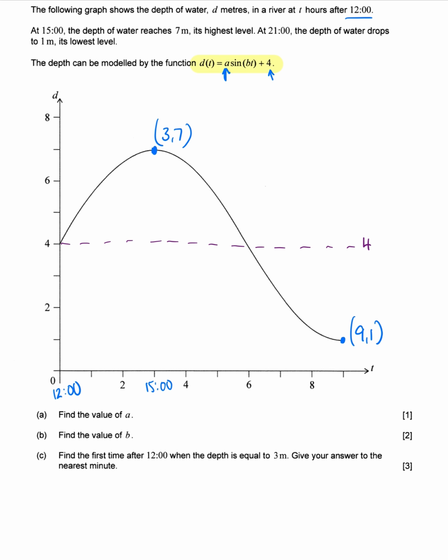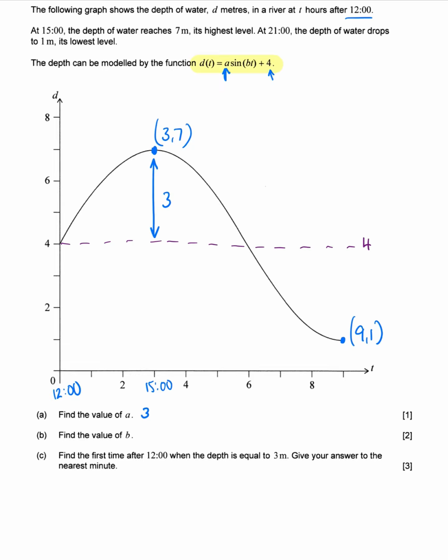So the amplitude is how much the wave has gone up or down from our principal axis. So here is the amplitude, and it's gone from 4 to a height of 7. So that's how much the water has increased from that midpoint. And therefore we can see that that is a distance of 3, and A is equal to 3.